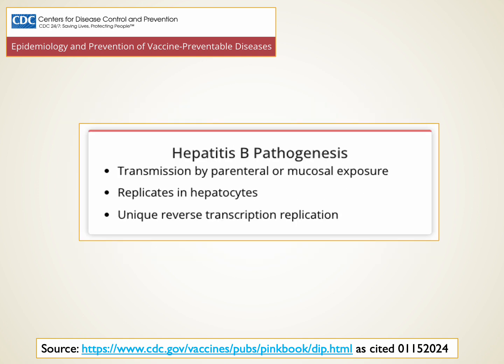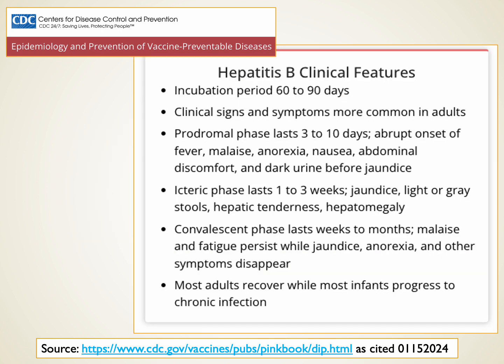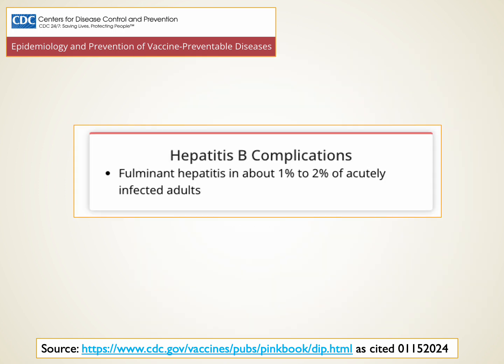The pathogenesis is transmission primarily by parenteral or mucosal exposures. It replicates in the liver. Its incubation period is 60 to 90 days. It has a prodromal phase, with icteric or jaundice occurring, and then a convalescence phase. While most people recover from Hep B, there's a subset that don't. The complications can lead, in about 1 to 2% of the population, to fulminant end-stage liver failure and death. So it is a really concerning disease if it comes about.